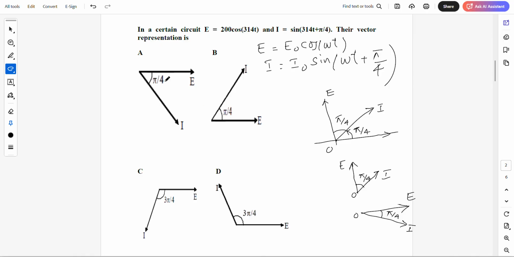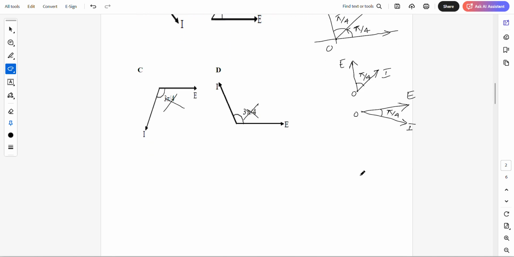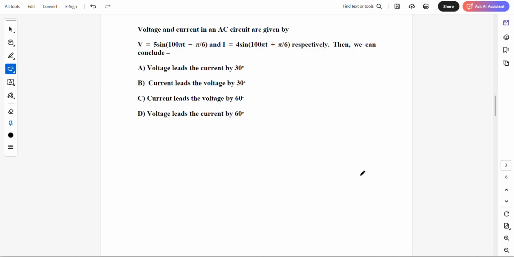Now observe the diagrams. This is E and I. E is leading by an angle pi by 4. This is the right answer. No, I is not leading. This is not leading by 3 pi by 4. This is the right answer. Hope you understood this. Okay, very easy sum. Let us see the next sum.